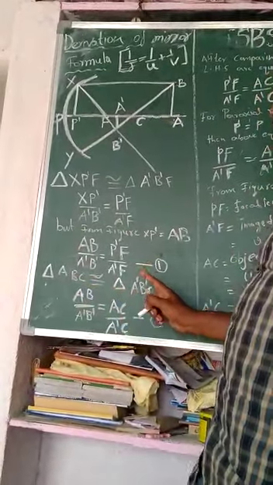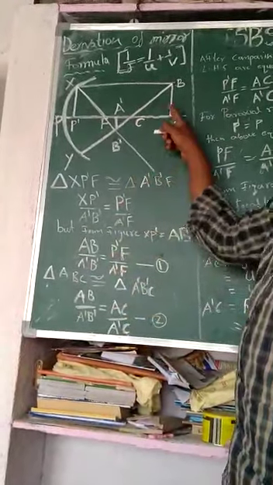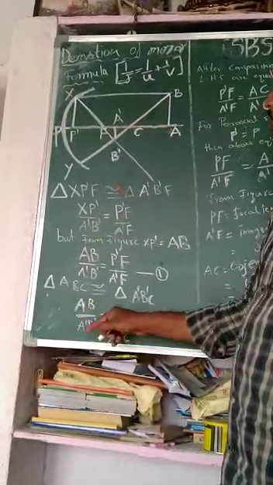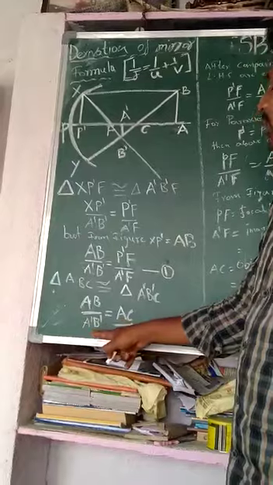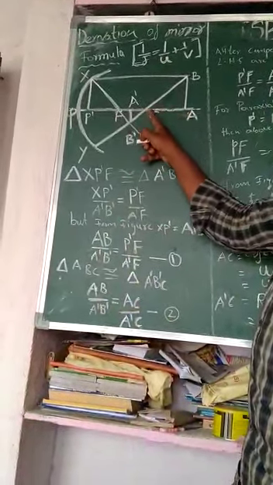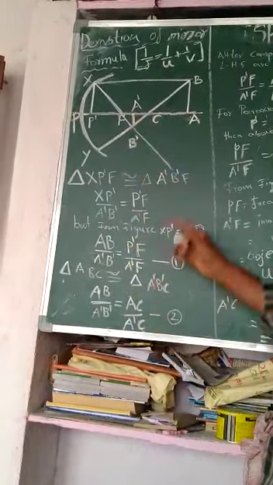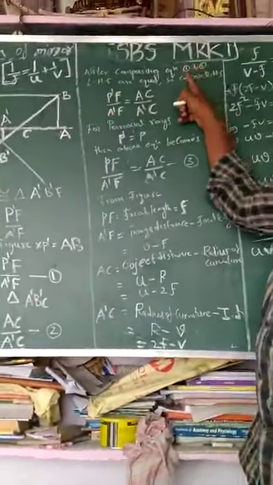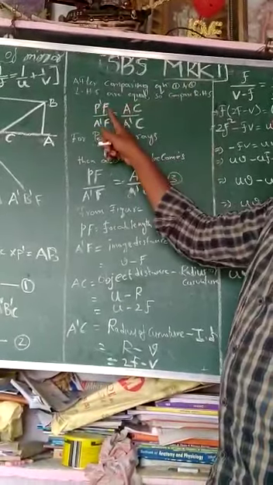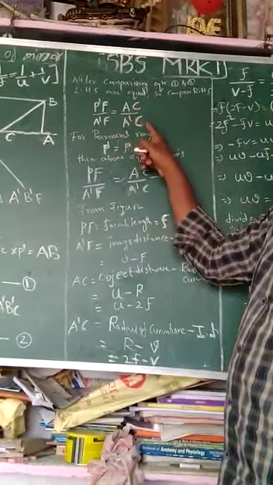In the same manner, in the second similar triangle set, triangle ABC is similar to triangle A dash B dash C. If these two triangles are similar, there exists a relationship: the ratio of opposite sides AB/A dash B dash equals the ratio of their base sides AC/A dash C. So this is equation 2. After comparing equations 1 and 2, the LHS are equal, so compare the RHS: P dash F/A dash F = AC/A dash C.